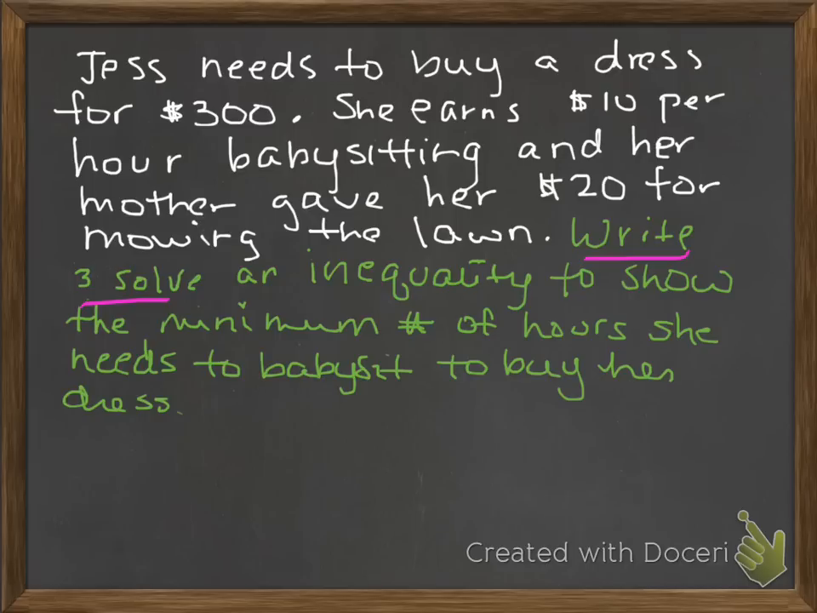So I can identify that this $300 right here is what I'm trying to get to. So $300 I'm going to put on the right. And then we want to identify anything that we already have to put on the left. Now notice it says that her mom gave her $20 for mowing the lawn. So that's that flat fee or that flat rate. Keep in mind, that's not a per hour thing. That's something she already has.